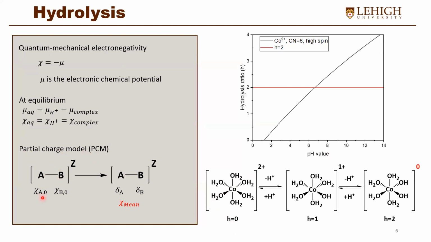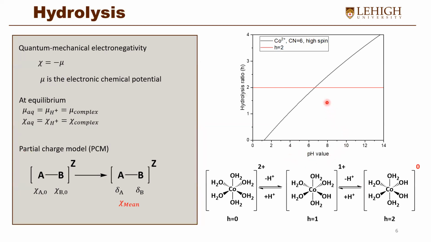This model means that when two different atoms bind, the electronegativity will adjust and finally reach the average electronegativity, and the charge will distribute based on the electronegativity to become a partial charge. This delta means the partial charge. So we can draw the hydrolysis ratio against the pH value.